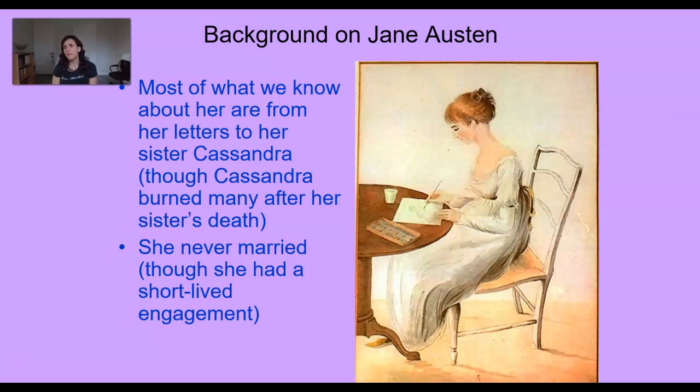We do know that for a very brief moment, she had an engagement. She said yes to a dude, and then she was like, never mind, I take it back. And so she decided that she does not want to get married, and she never did get married. At that time, it was very typical for young women to get married in their early 20s. And she never did. She devoted her life to her family and to her writing.